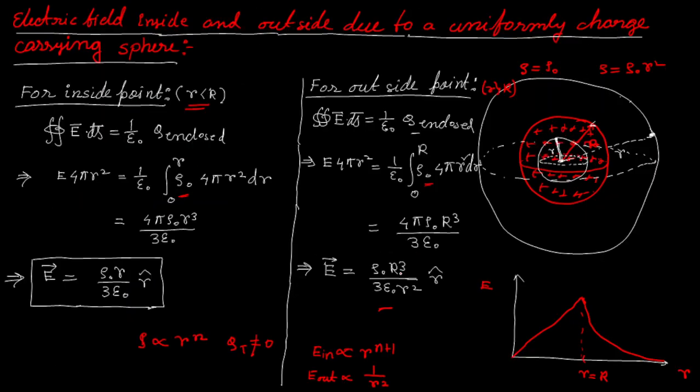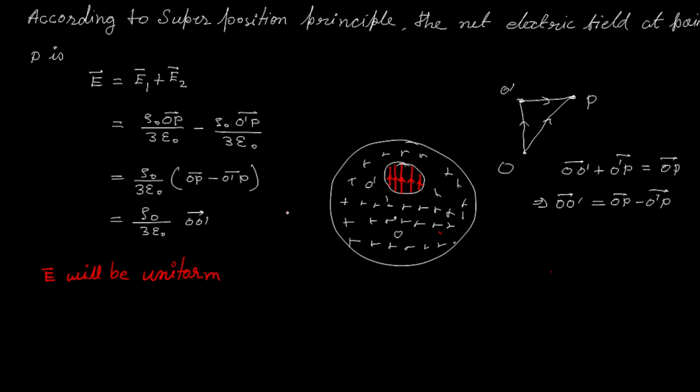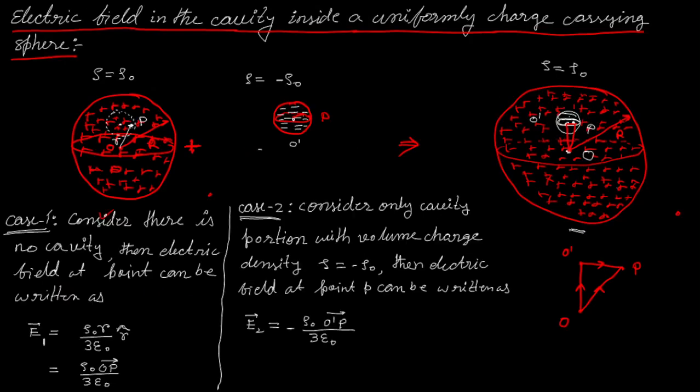We have a uniformly charged sphere, and we want to calculate the electric field outside it. This will be the radius of the spherical surface, and this will be the distance of the point from the center of the charge carrying sphere. We calculate the electric field here, and then we consider only the cavity portion. First we have to calculate the distance of the point where we want the electric field from the center of the cavity, and then calculate the electric field using this definition.